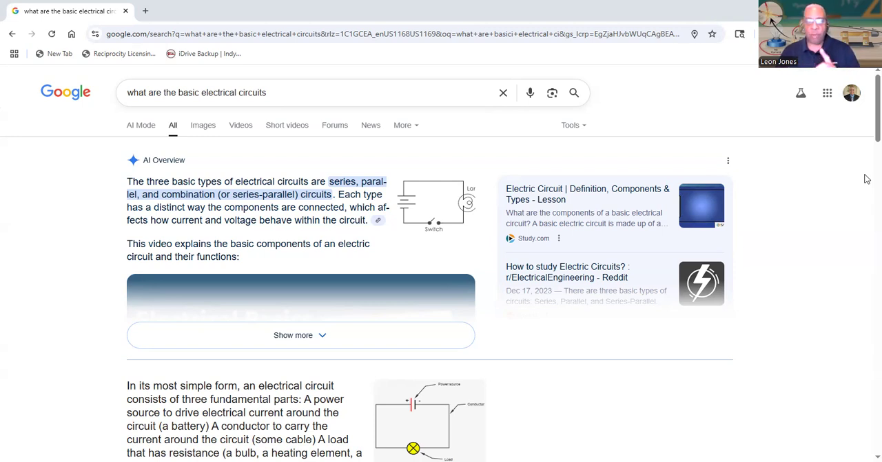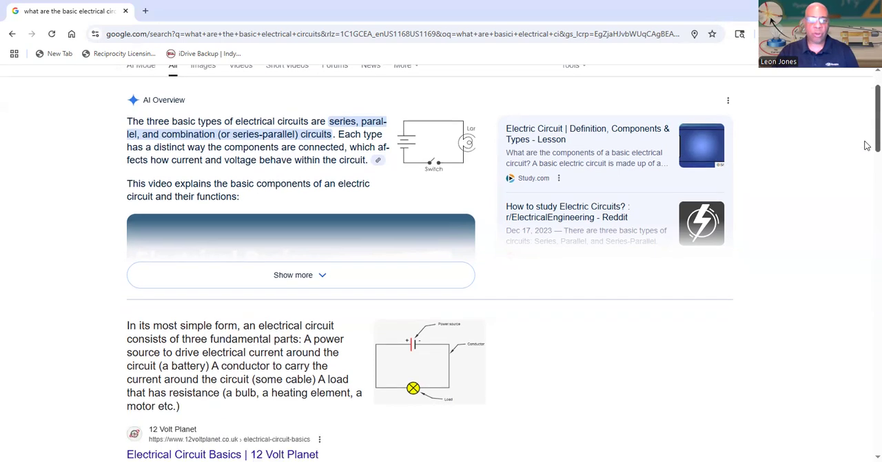Again, basic circuits. There are three types of circuits: series, parallel, and the third one is a combination that's series and parallel. And of course, the way each circuit is connected affects how the voltage will behave within the circuit.